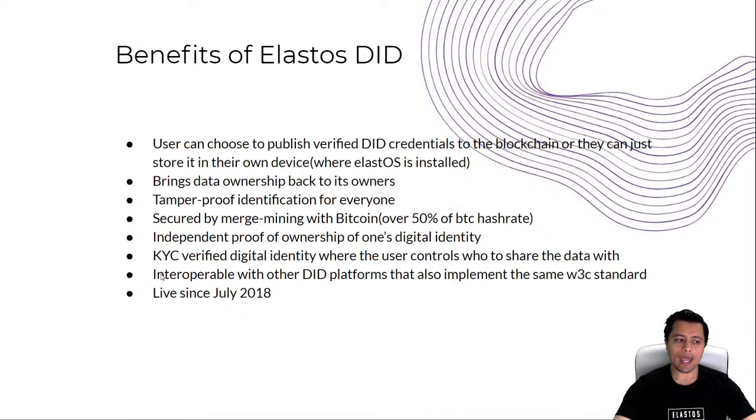And last but not least, interoperable with other DID platforms that also implement the same W3C standard. There are actually, I think, over 50 or 100 different platforms implementing DID that conforms to the same standard that we have. Microsoft has it, GitHub, Ethereum has it. So any sort of credentials that you get on Elastos, you can just take somewhere else and publish it on their platform, and it would be entirely legitimate. You don't have to redo that process all over again. That's what being interoperable means.